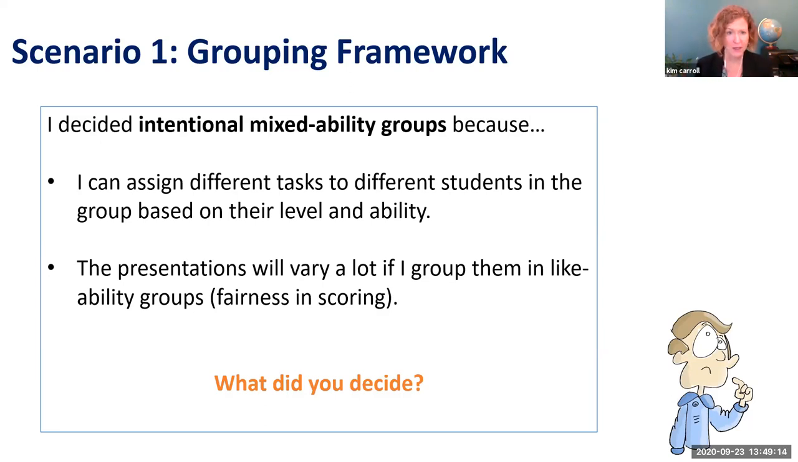And secondly, I thought the presentations would vary a lot if I grouped them in likability groups, and I wanted them to be more or less even across the board, so for fairness and scoring. So that's what I decided, but of course, your conclusion depends a lot on your context.